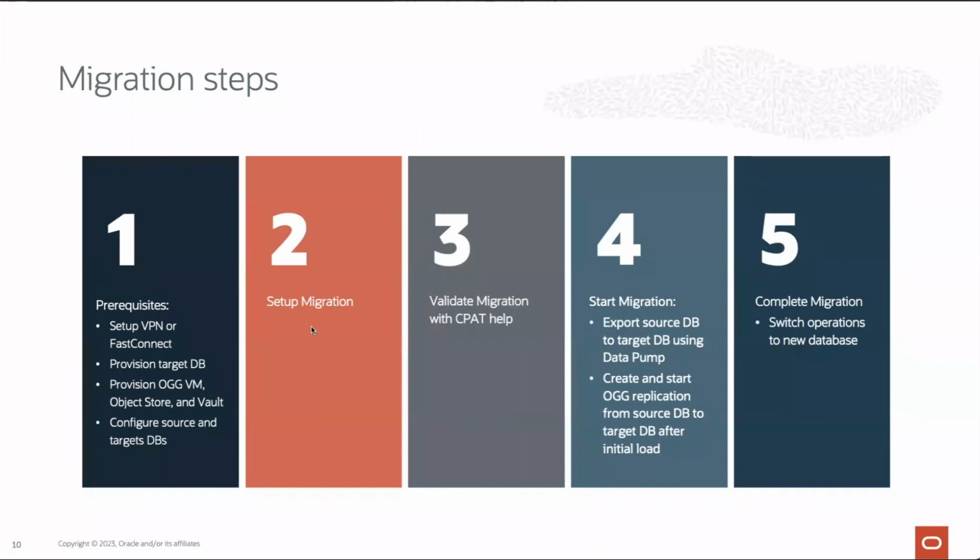We then set up our migration in DMS. We validate that migration with the help of CPAT. And then we can start our migration and basically export the data and import the data, and also set up the Golden Gate replication. And the final step here is then to switch the migration to the new database.